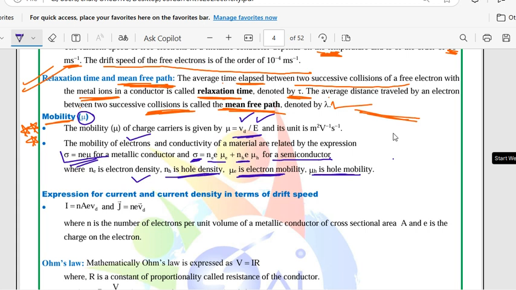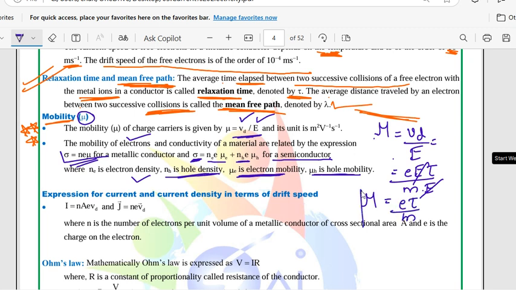E tau divided by m. If we know that, for further information, let me write mobility nu is equal to Vd divided by E. Is it or not? So what is Vd here? We know that it is eEtau by m, so here E gets cancelled. What is left here? That is E into tau divided by m. This is the expression for mobility of the current carrier. Is it right or not?